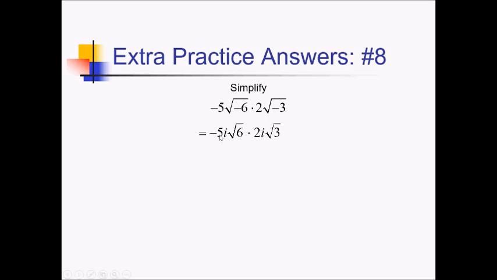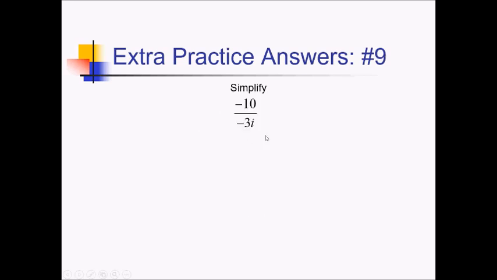Now that I've done that, let me multiply the outsides and insides separately. So on the outside, I have negative 5i times 2i, giving me negative 10i squared. On the inside, 6 times 3 is 18, so we have the square root of 18. Negative 10 times i squared, well, i squared is really negative 1, so that's positive 10 outside there. And then 18, I can split that up into 9 and 2 square rooted. Square root of 9 is 3. 3 times 10 is 30. So this is 30 radical 2.